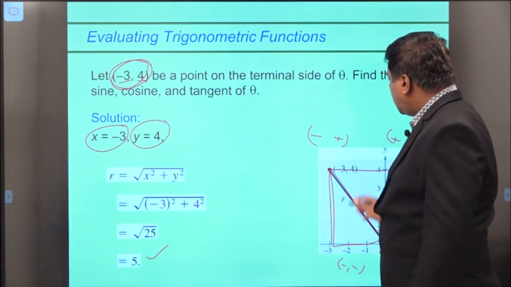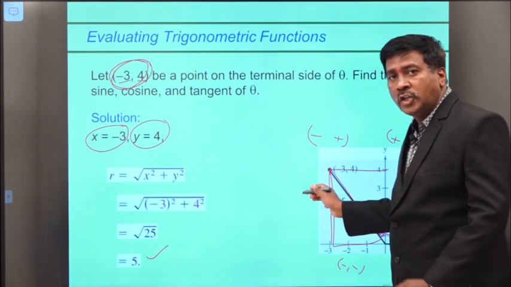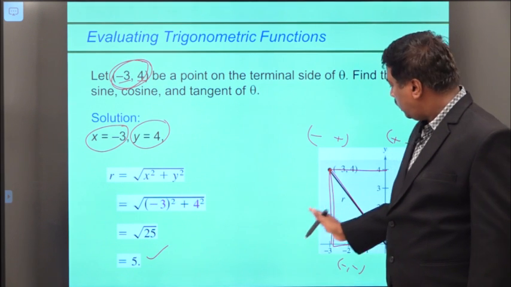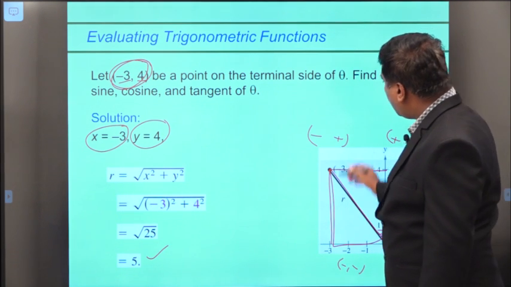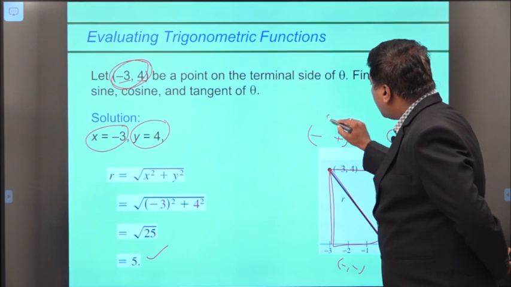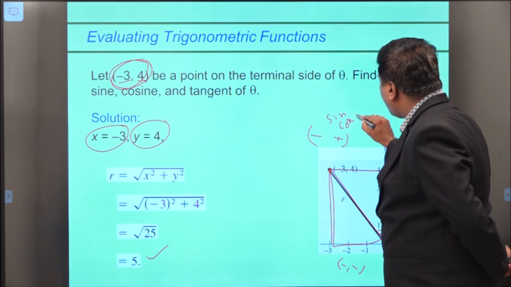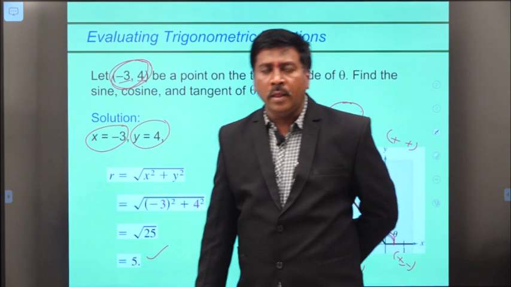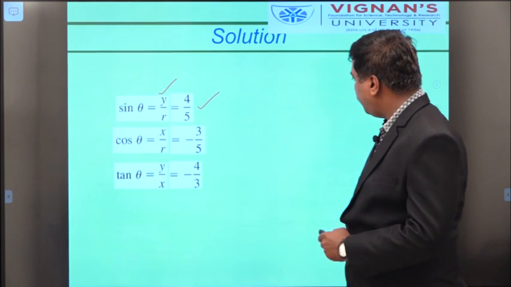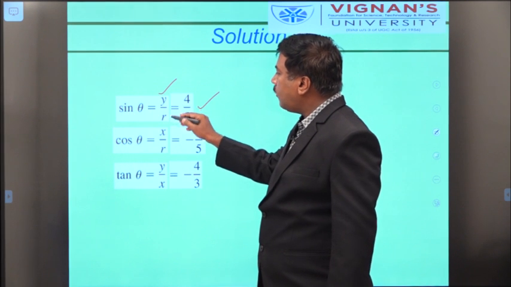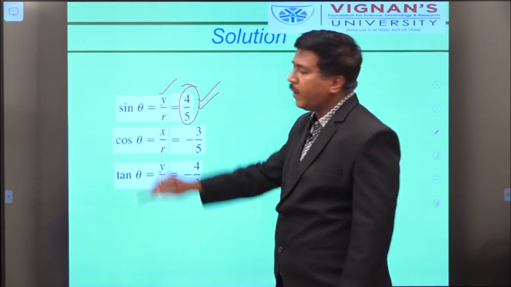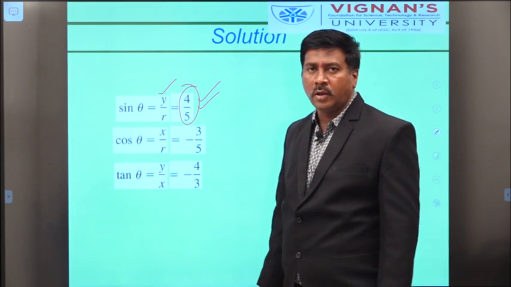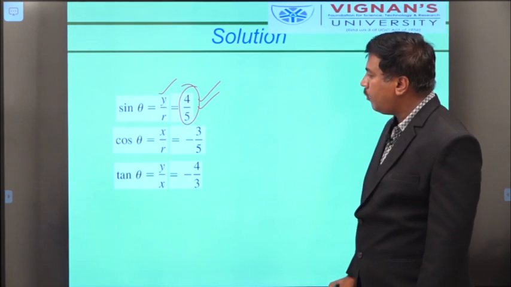Because the point lies in the second quadrant, in that quadrant sine and the inverse of this trigonometric ratio, cosecant, both are positive. The remaining other ratios you have to consider to be negative. Therefore sine theta is equal to y by r, that is the y coordinate value by the hypotenuse. The hypotenuse value you already evaluated, r is equal to 5. Therefore that is equal to 4 by 5.